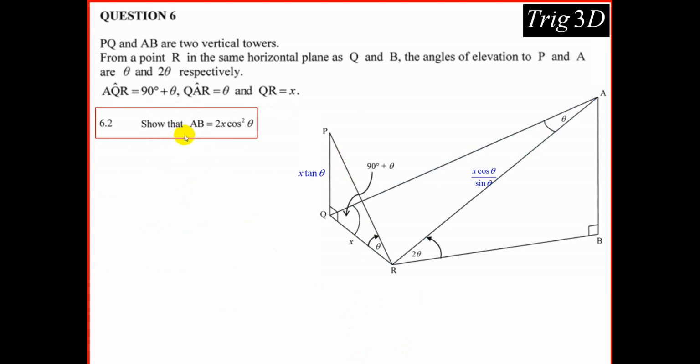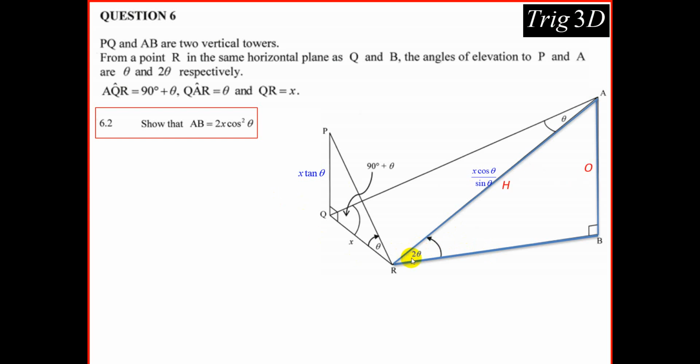6.2 says find or show AB. If we go to AB, so we're in a right angle triangle, and it's equal to 2x cos squared theta. So let's focus on that triangle. Remember, from the last question, we found that AR was x cos theta over sine theta, or you could have written x over tan theta. Now, in this triangle, it's a right angle triangle, so we can use SOHCAHTOA, or we could use the sine rule. So let's inspect this. We want to find AB. We've got this angle in the triangle to be 2 theta. We have a side.